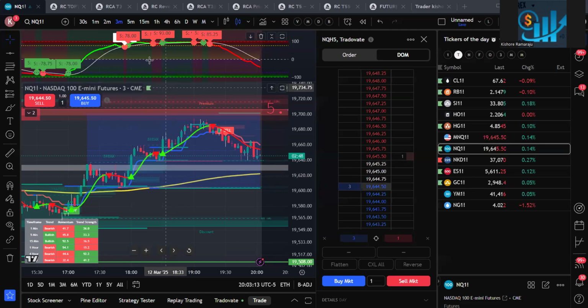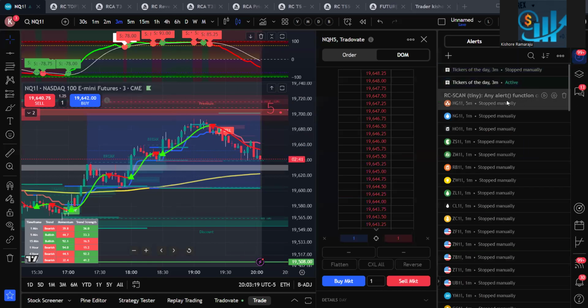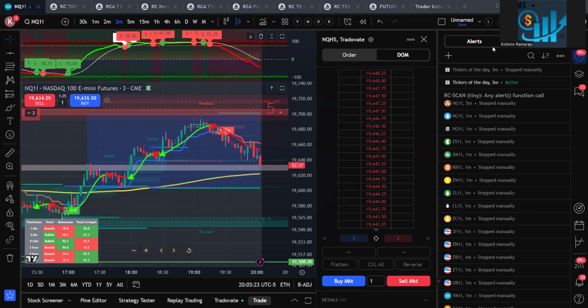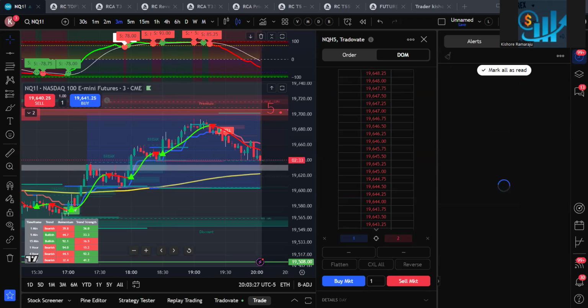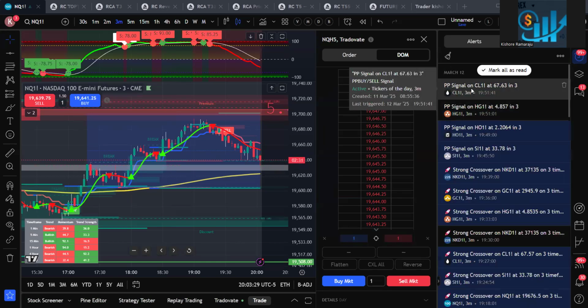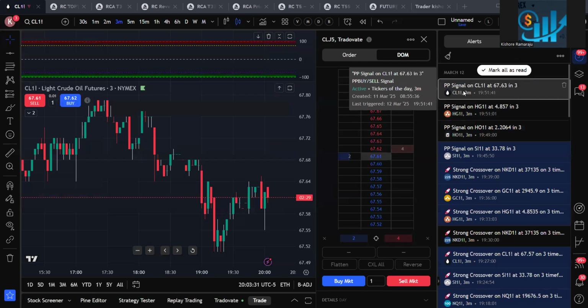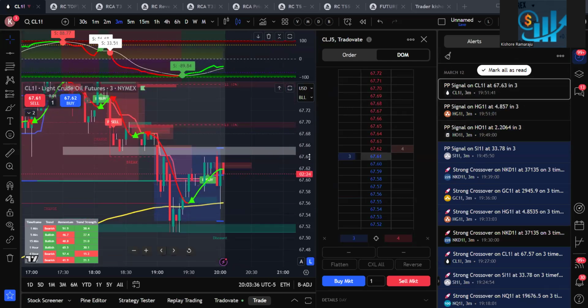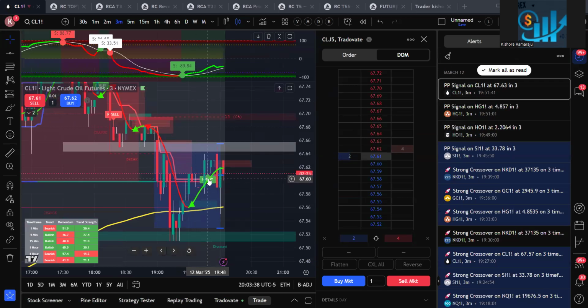In the morning, we do this with 5 minutes. In the evening, we can do it with 2 minutes or 3 minutes. What I did is create an alert on the price pulse buy and price pulse sell. Whenever I get an alert, I go and check the notification. For example, I got a price pulse signal, and I have to see what the signal is. I got a buy signal.